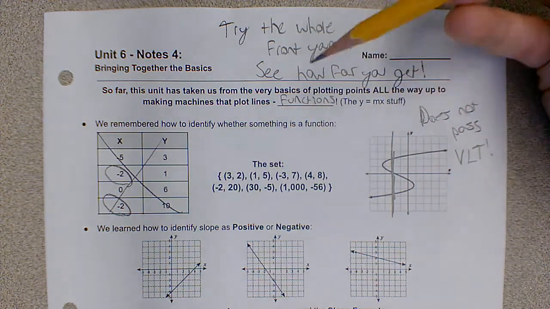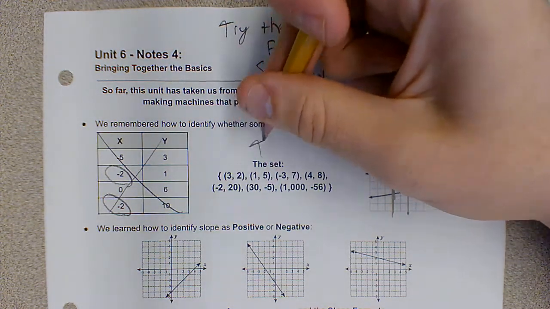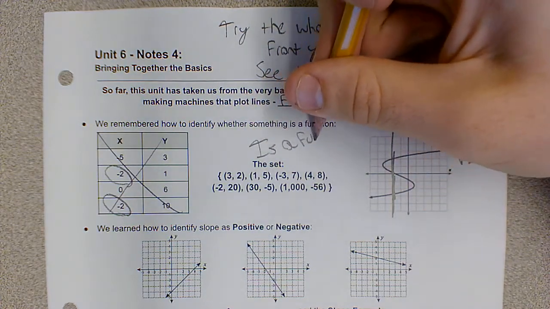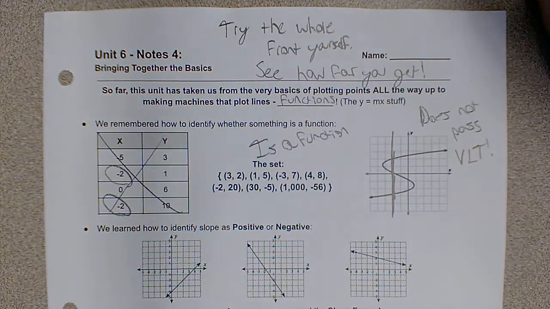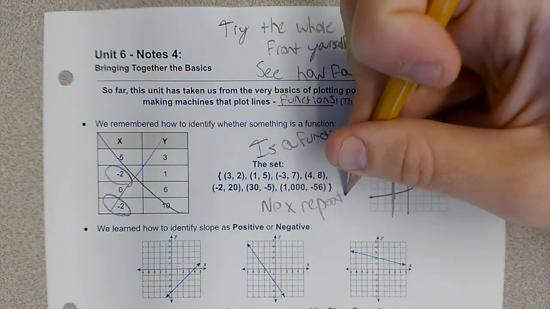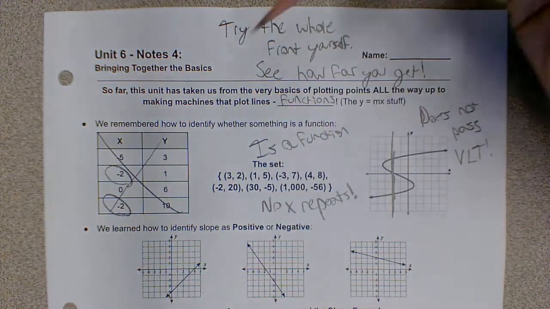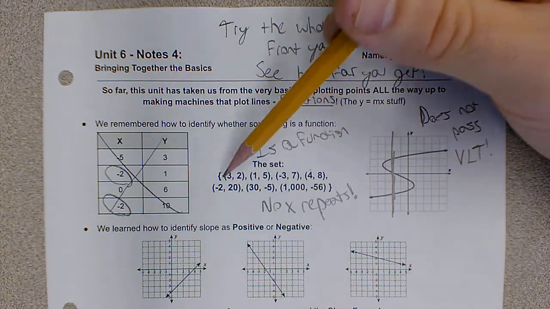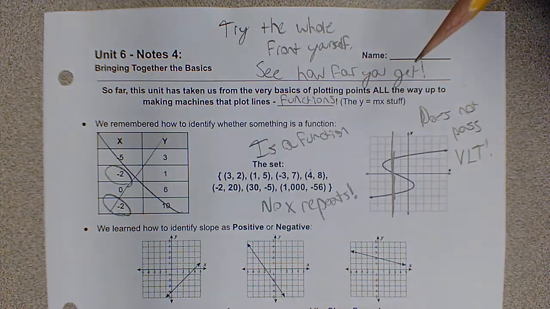However, this middle one, this set, is a function because no x repeats. We got 3, 1, negative 3, 4, negative 2, 30, 1,000. I don't see the same x value twice, so it is a function.